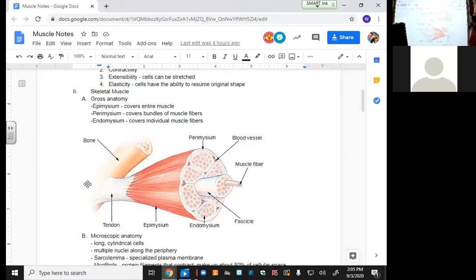I'll be honest with you, I don't usually worry about labeling the blood vessel or the muscle fiber or the fascicle. Endomysium, epimysium, perimysium. You got to know those three. Tendon and bone, you'd be able to get that, but that's not what I'm worried about. And if you remember too, this is where your word origins come from. My is muscle, epi on the surface, peri in the middle, endo on the inside. Everybody cool? All right.